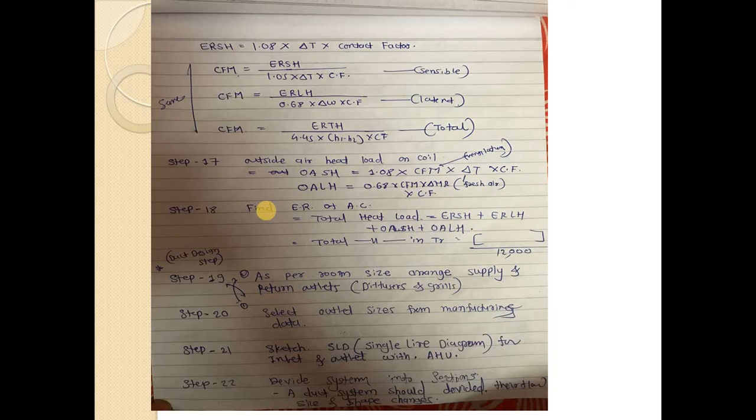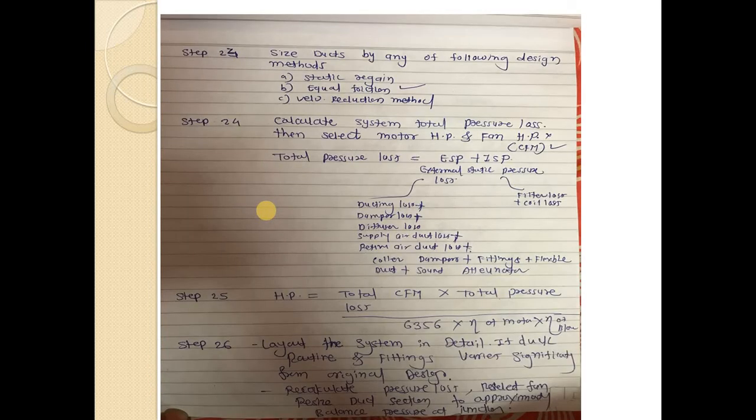The duct system should divide their flow, size and shape channels. So we must consider the shapes as well as their route and path, as well as their sizes. So this is the 22nd step of the heat load estimation. Now the 23rd step is to size the duct.